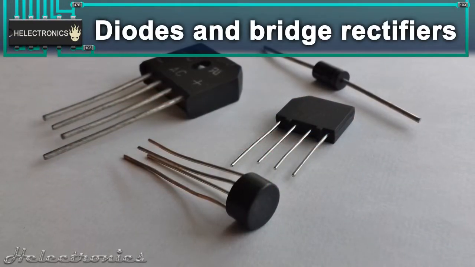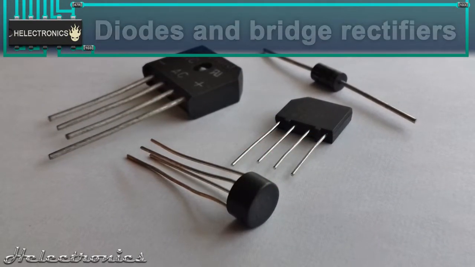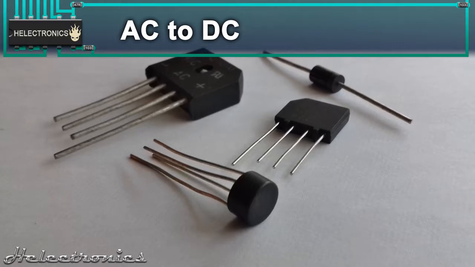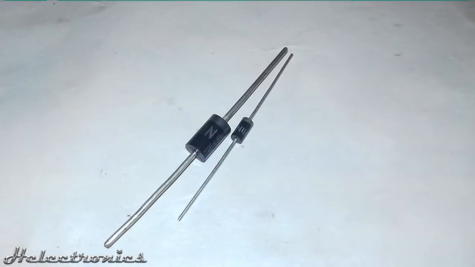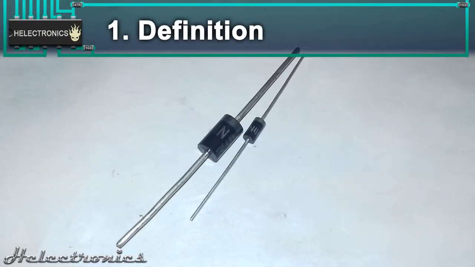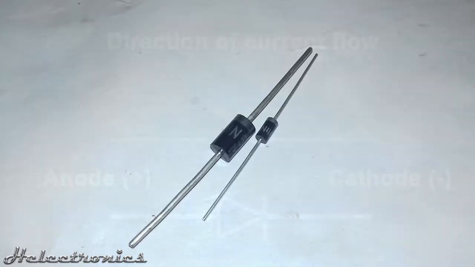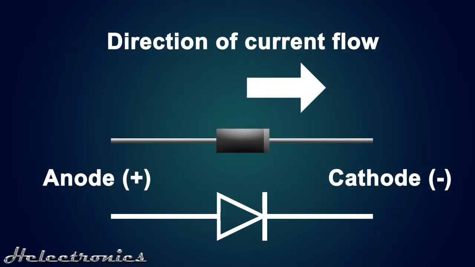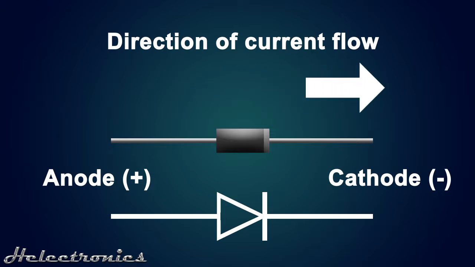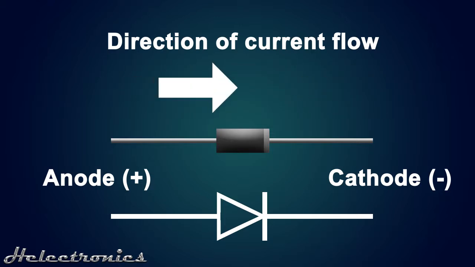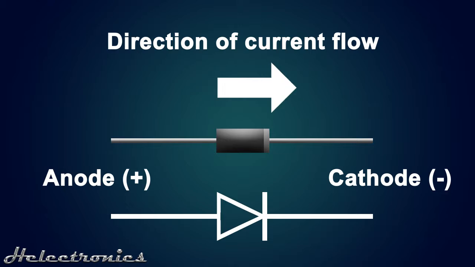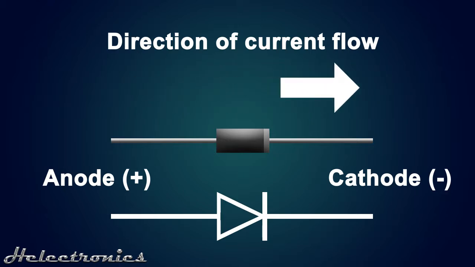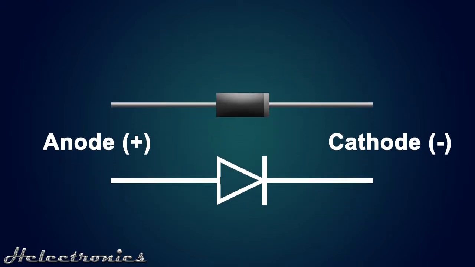Hi, this is Electronics. In this video I will present you what is a diode and how to make direct current from alternating current. Definition: the diode is a passive nonlinear electric component which allows the current to flow in only one direction. You can imagine it like a valve which would allow the water to flow in only one direction, but with certain losses which later I will explain.